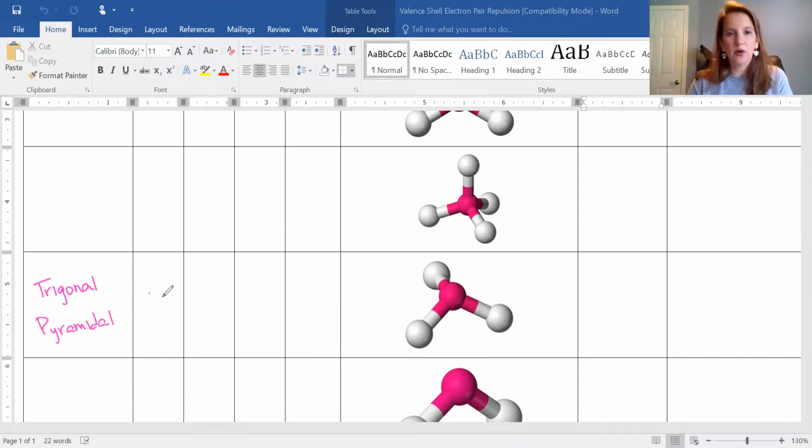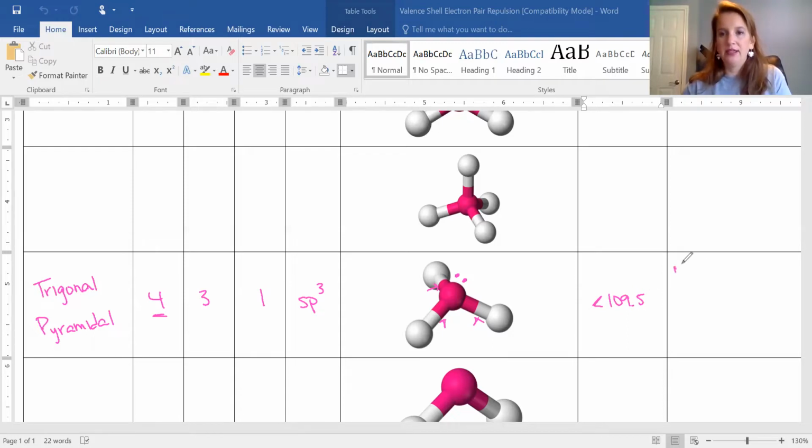Now this one has 4 total pairs. As you can see in the picture, there's only 1, 2, 3 bonded pairs, 3 shared pairs. There's going to be 1 lone pair of electrons. So you would see some dots on the central atom pushing these 3 bonded pairs down. Because there's 4 total pairs, the hybrid orbitals are going to be the same as the tetrahedral, which is sp3. You don't have to know the specific angle on this one, just know that it's less than 109.5.